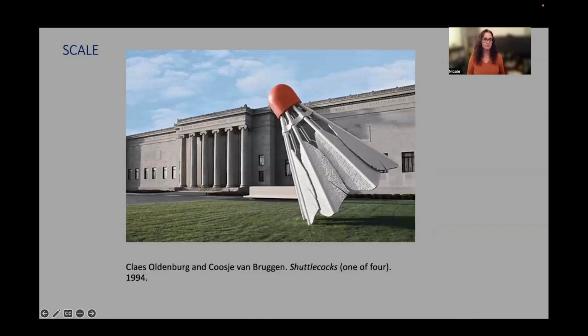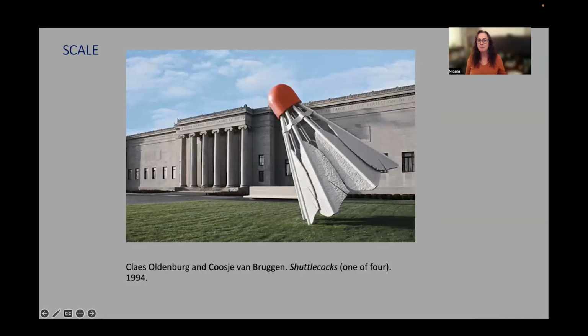So a shuttlecock, for those of you who don't know, is used in badminton. It's like a game toy type that you bat back and forth, right? So each shuttlecock is 18 feet high and weighs over 5,000 pounds compared to the little plastic thing that flies through the air when you hit it, right? Okay, so really playing with our associations of a familiar thing, outlandish scale.